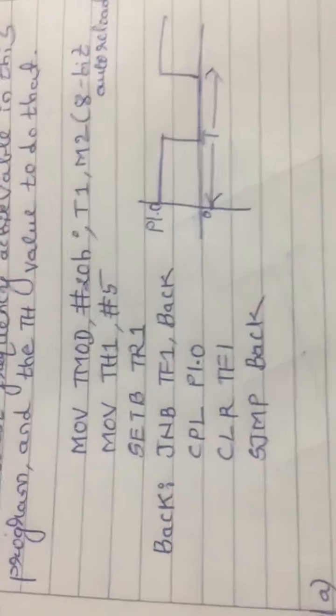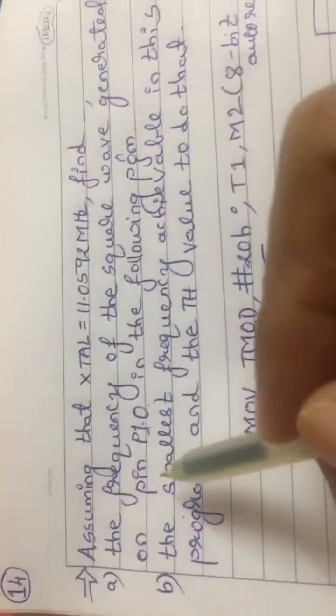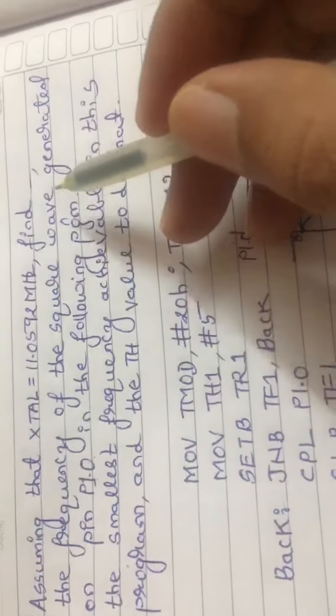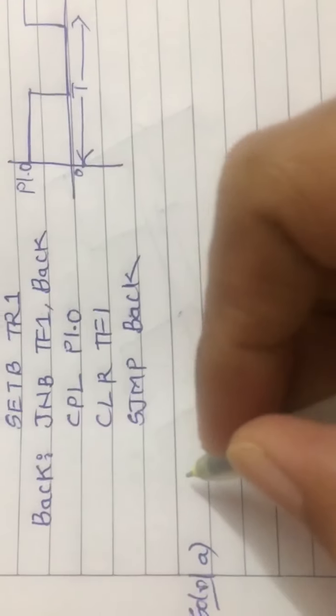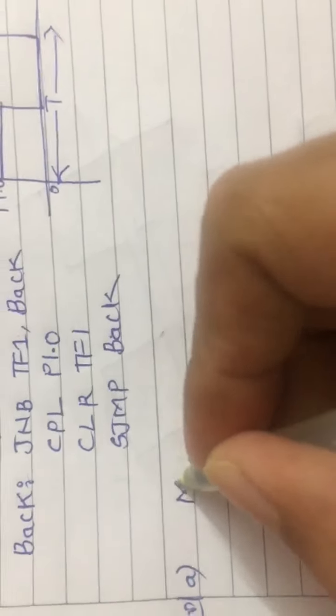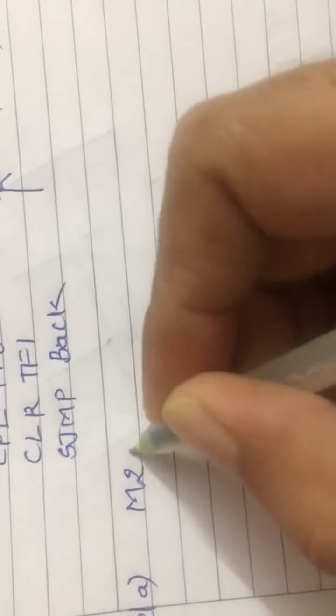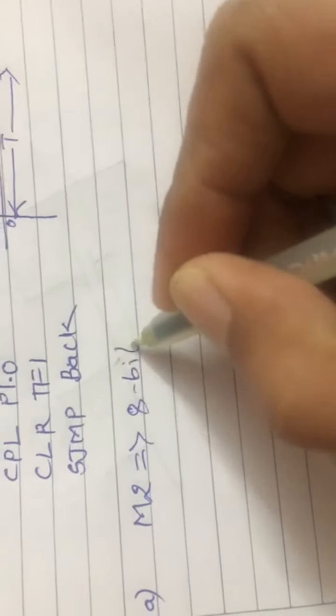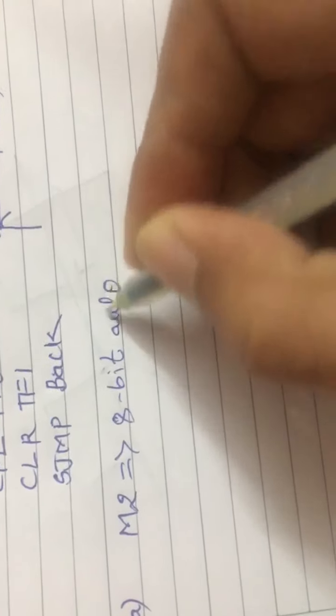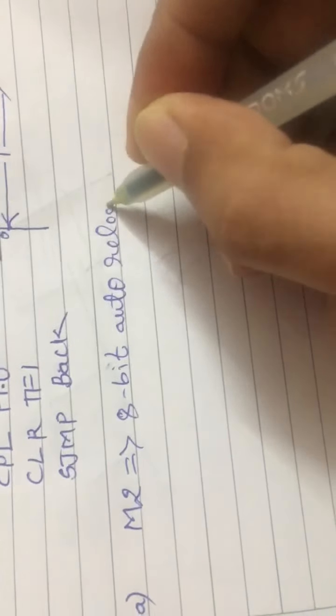So the first case is to find out the frequency of the square wave generated on this particular pin. So first and foremost thing, in Mode 2, it is an 8-bit auto reload. Am I right? Auto reload.